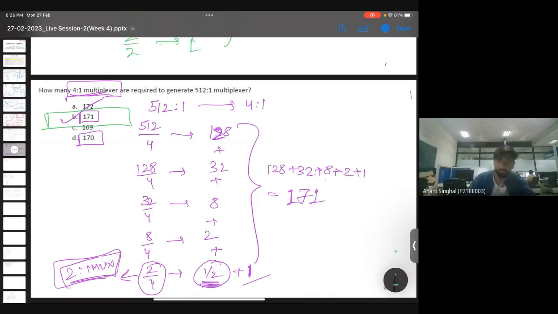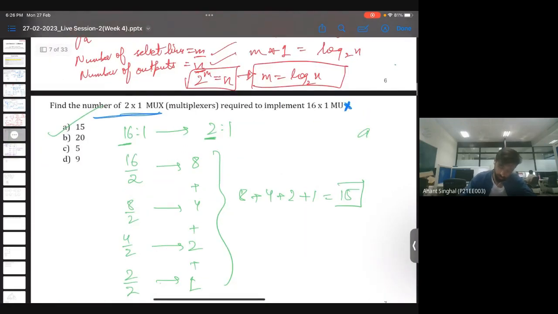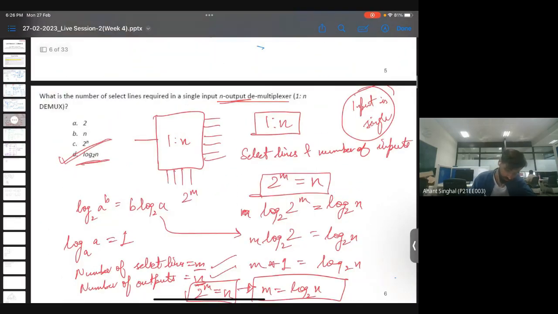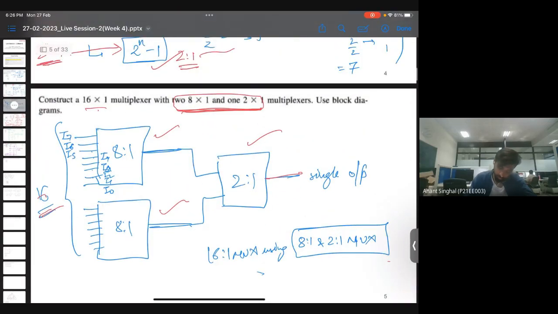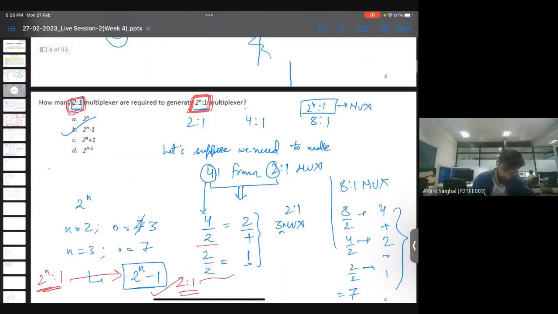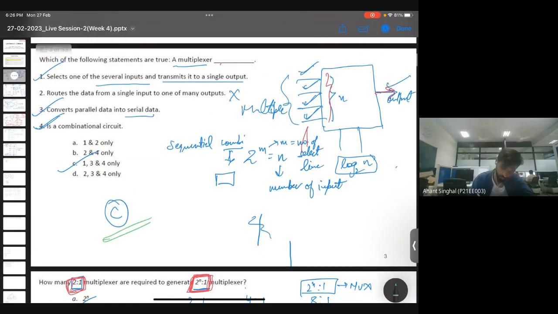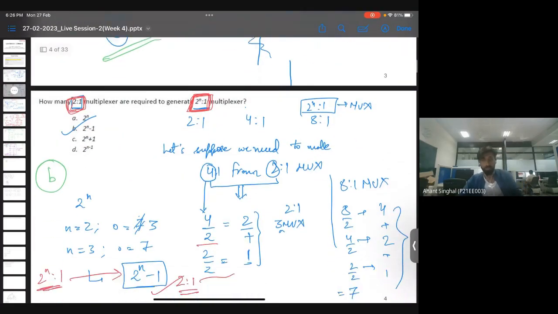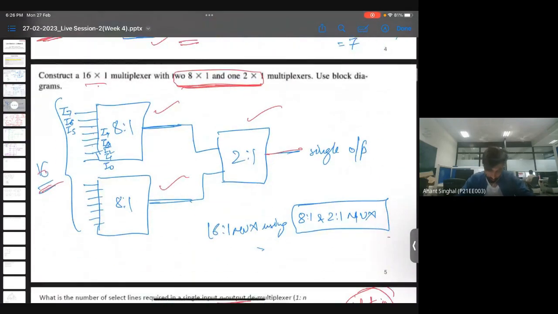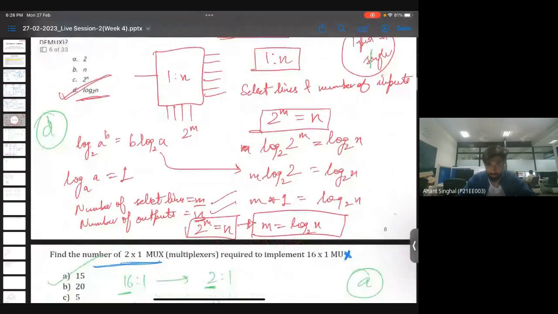So this is the answer. I'll write the answers again. So here it was A, here it was D, here this is just a block diagram. Here it was B, and here it was C. Yeah, I hope it is clear. If it is clear, please respond that it is clear.